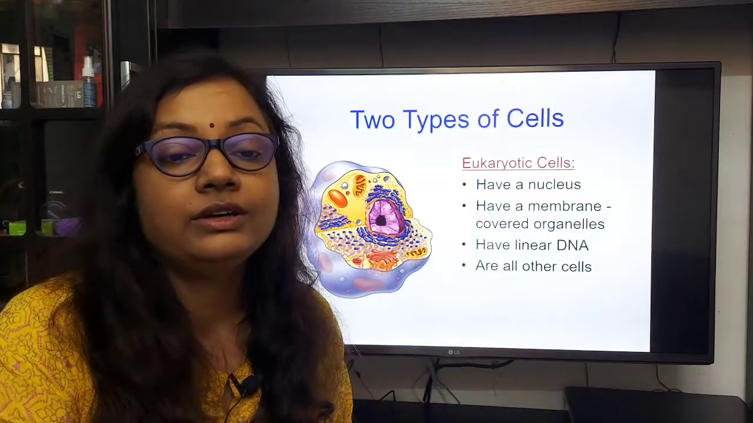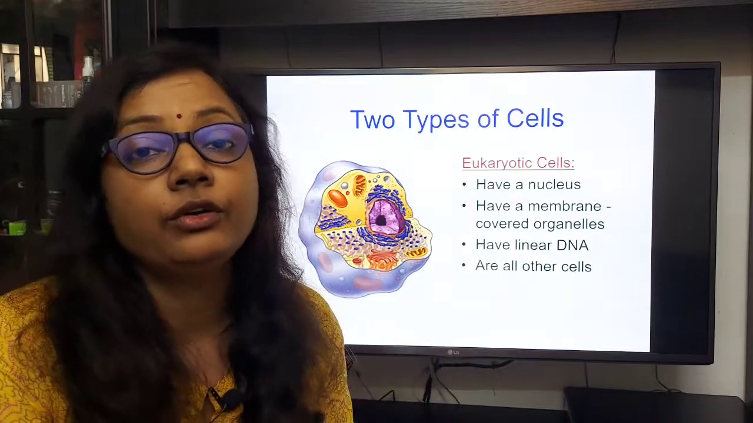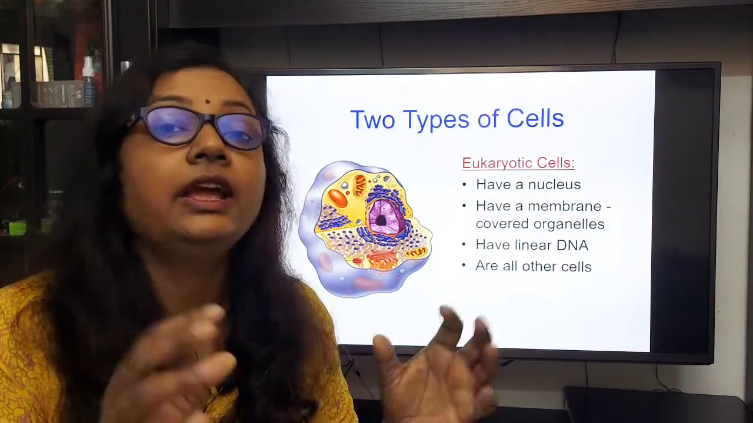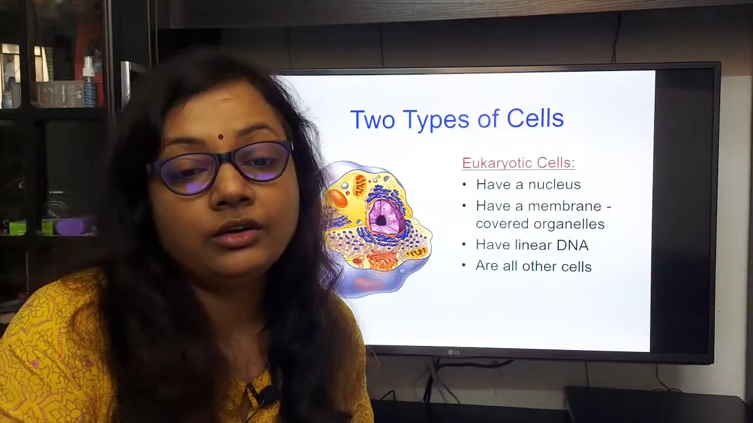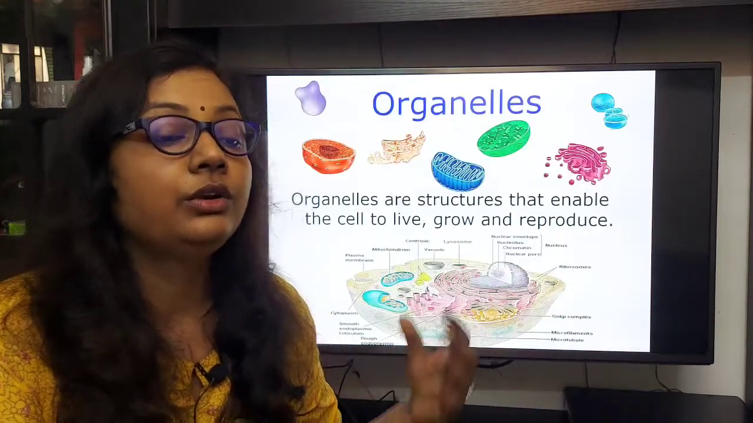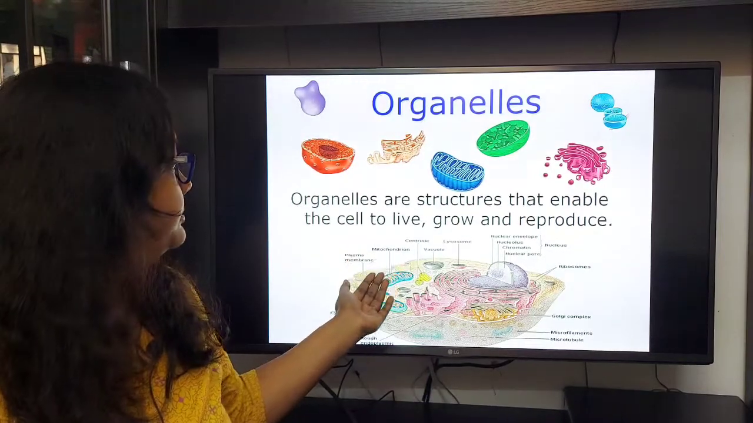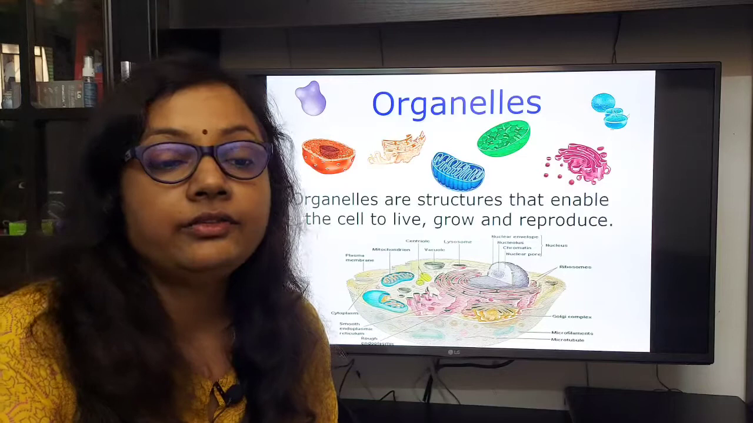Now let us discuss the different parts of the cell, how the cell performs different functions. To perform these different functions they have different tiny parts and these parts are called cell organelles. They are the structures that enable the cell to live, grow and reproduce. These are tiny cell organelles as you can see. Now let us discuss different cell organelles.